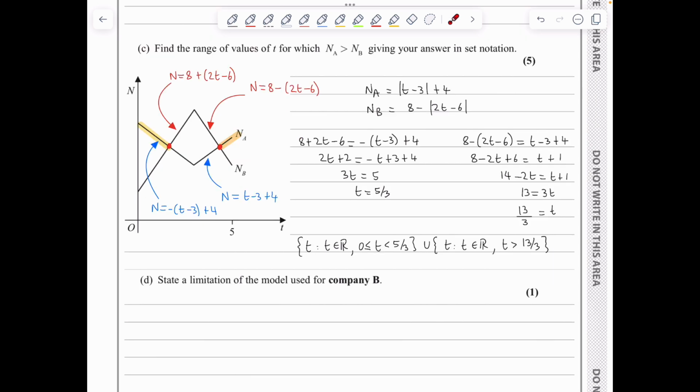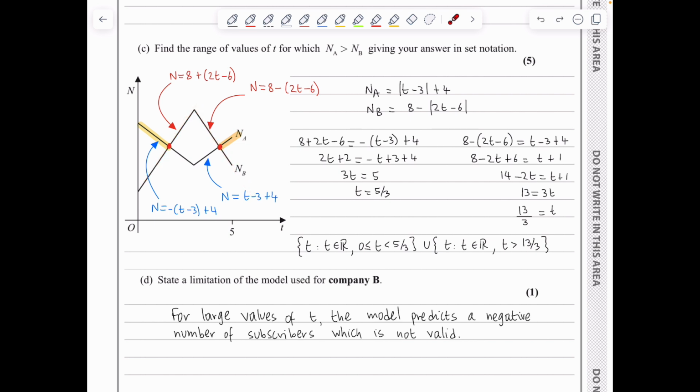And in part D, we need to state the limitation of the model used for company B. So we can see that company B has reached the vertex here and then goes down. So obviously at some point, if it keeps going like that, it's going to hit a negative number of subscribers, which is not valid. So since the model predicts a negative number of subscribers, this is not valid.